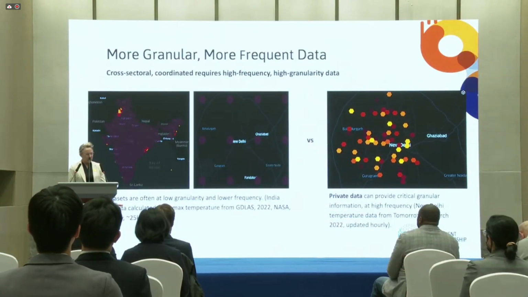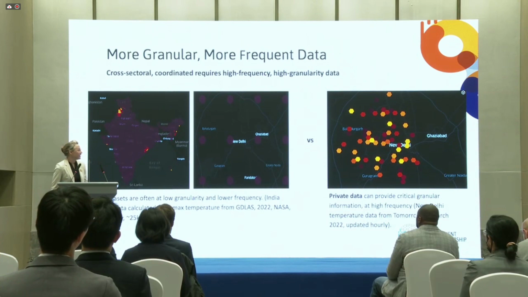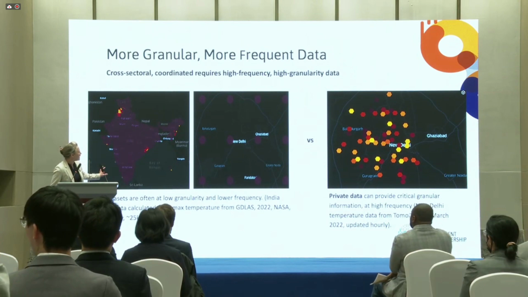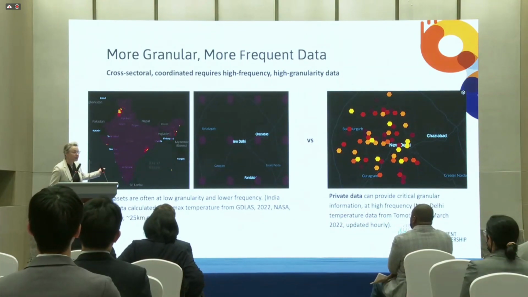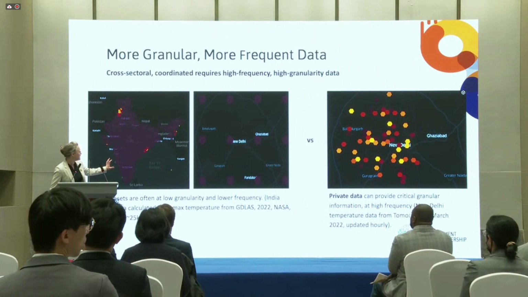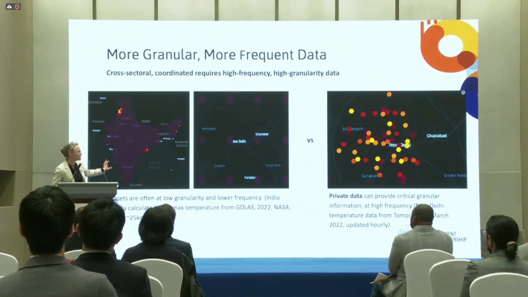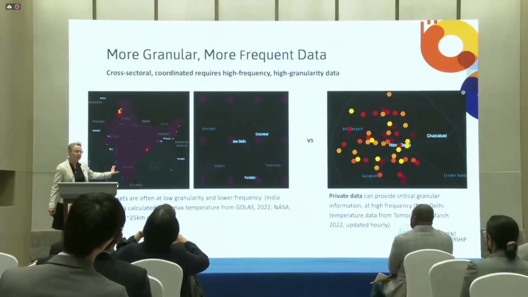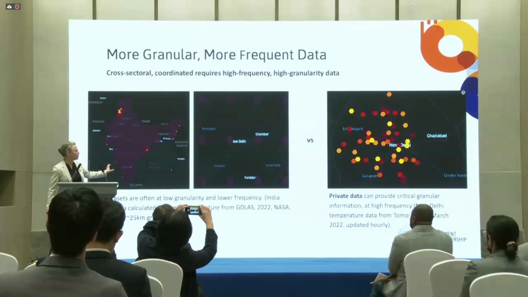At a granular level, for example, here is a map my colleague Sahidi did of heat waves in India. On the left, this is using publicly available data. And you can see at a national level, you get some insights on where heat waves occurred. And these data are updated daily, which is pretty good.